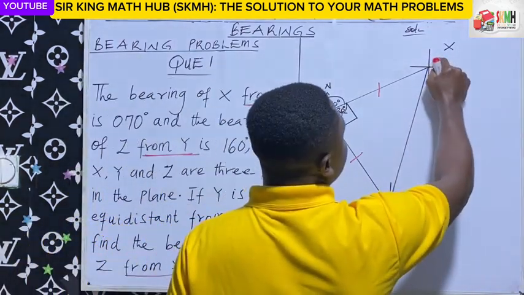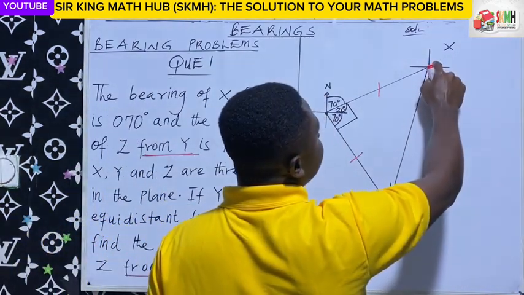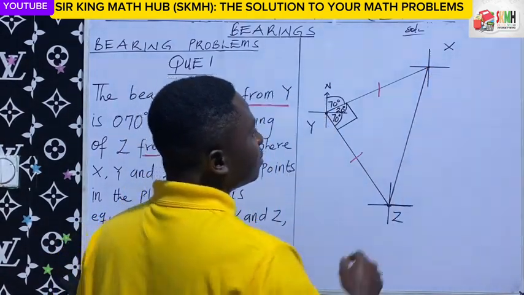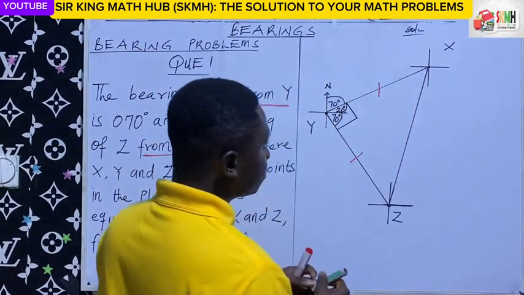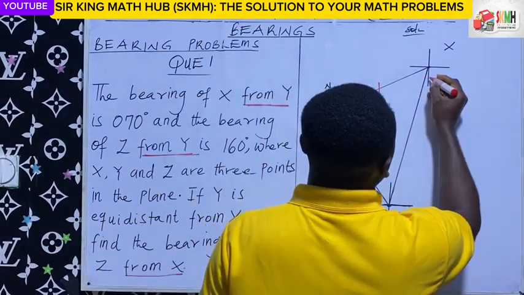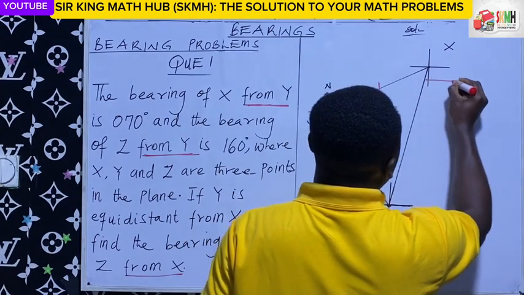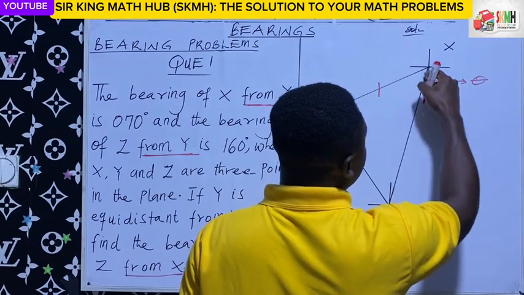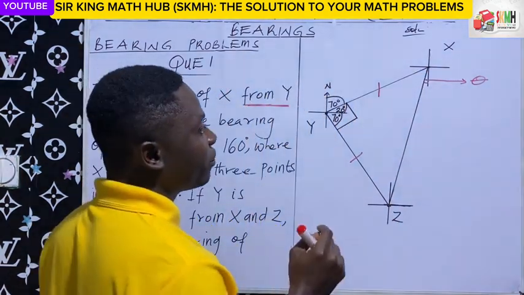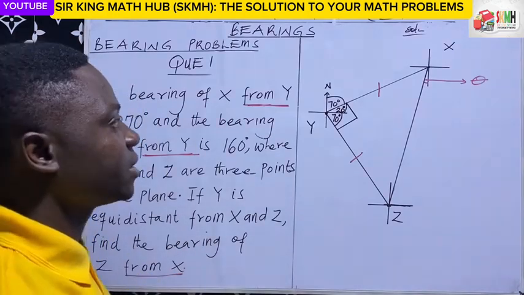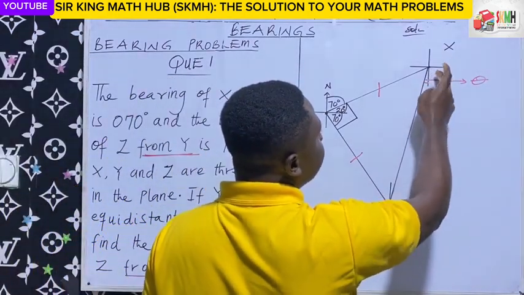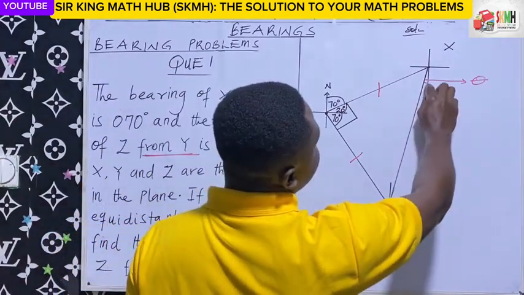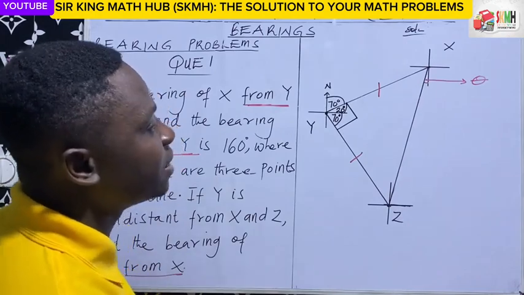Now we know the angle in this quadrant to be 90 degrees. And there is another angle here, 90 degrees. But there is an angle here. We don't know the angle. So let me represent an unknown angle here as theta. So for the bearing of Z from X, that would be 90 degrees plus 90 degrees plus this theta. That should give us the bearing. But how do we get this theta?